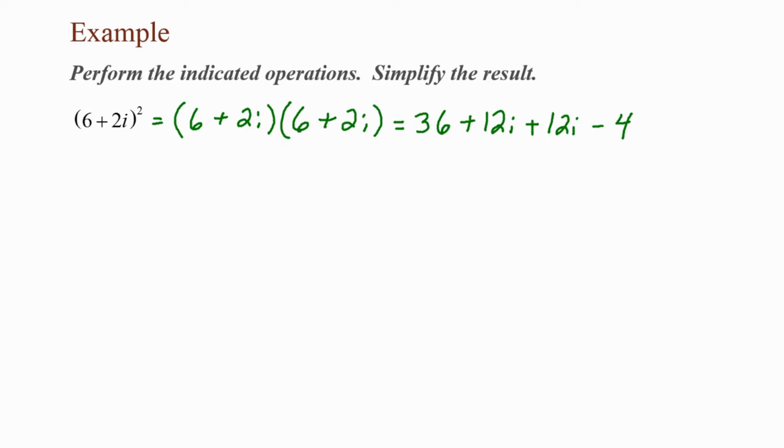Adding our real numbers, 36 minus 4 is 32. Adding our imaginary numbers, 12i plus 12i is a positive 24i. Remember, the order of the numbers is important because standard form for a complex number is a plus bi, real number then imaginary number.